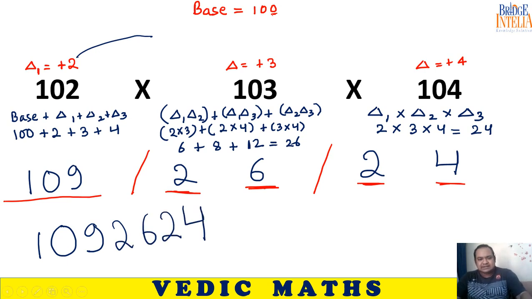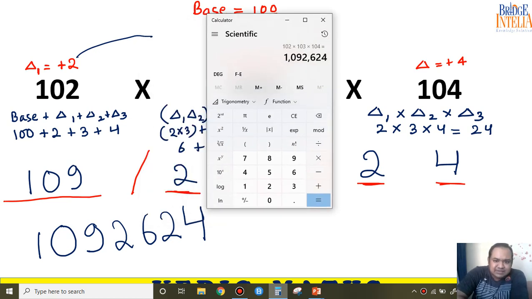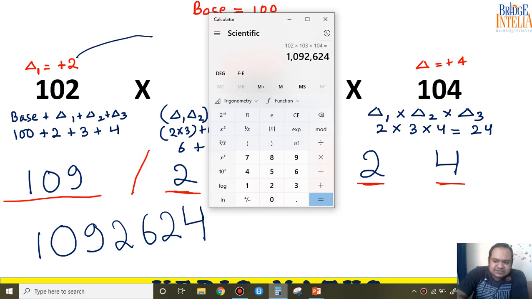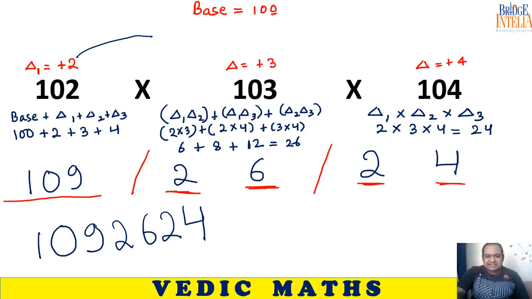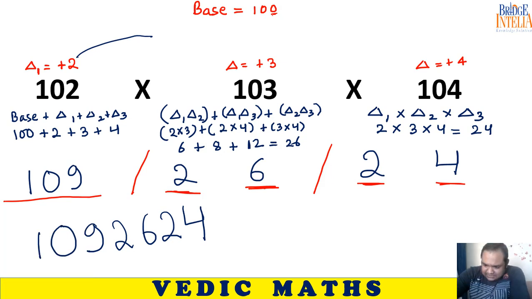So let's verify using calculator. So 102 into 103 into 104. So is the answer correct or not? So let us verify. So 1092624. So you can see the answer matches. So the trick works. Let's take one more example. And I would like to request you that for the next example, you can pause the video, first try on your own, and then you can have a look at the solution.